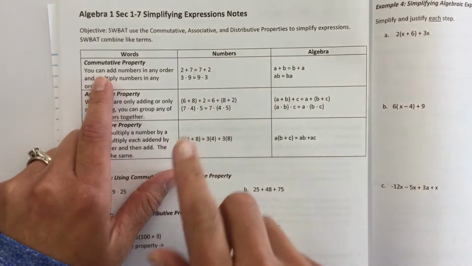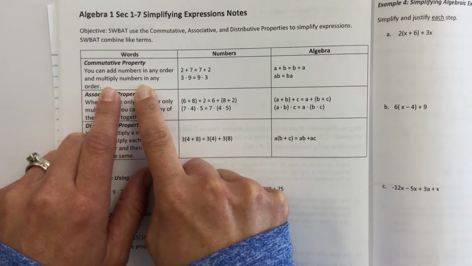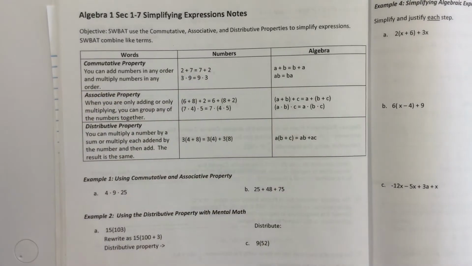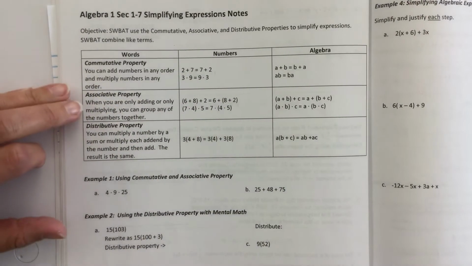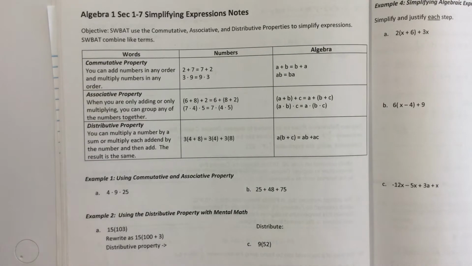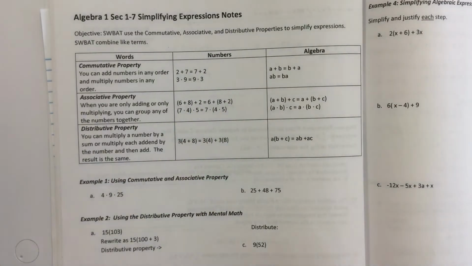The commutative property tells us that we can add numbers in any order, and we can also multiply numbers in any order, but only with addition and multiplication. This does not work with division or subtraction. The associative property tells us that we can group numbers to add them or multiply them, and it's not going to change our answer as long as it's solely addition or solely multiplication.